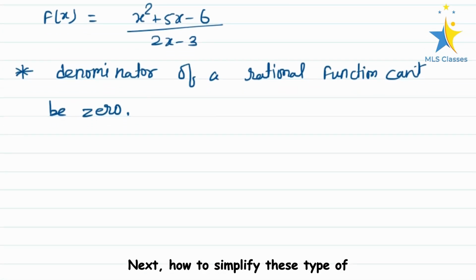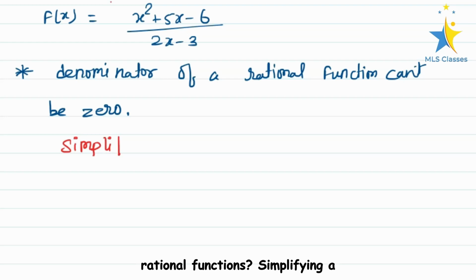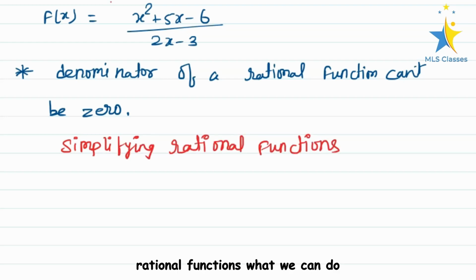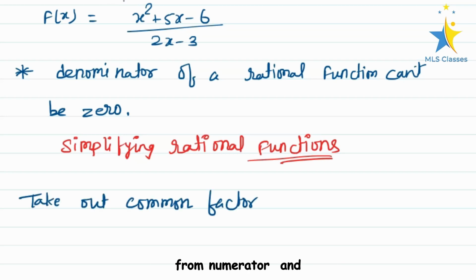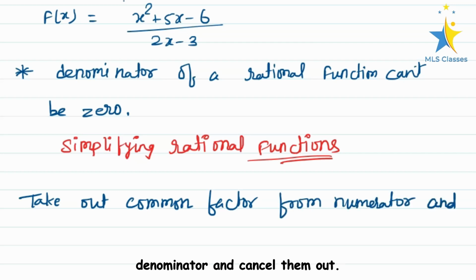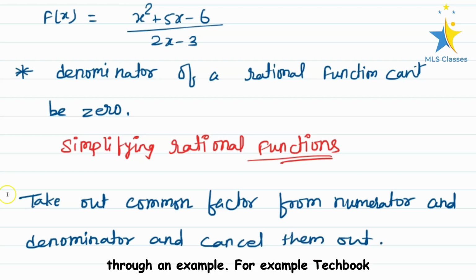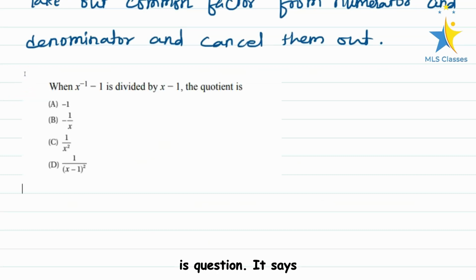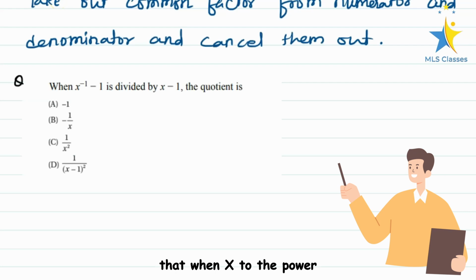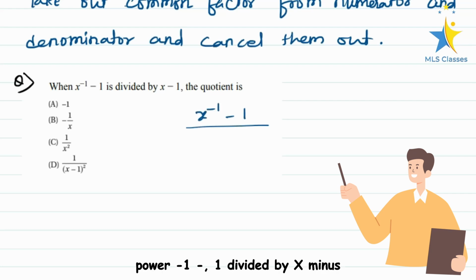Next, how to simplify these types of rational functions? Simplifying rational functions. To simplify rational functions, we take out common factors from the numerator and denominator and cancel them out. Now, how can we see this? Let's see through an example. Taking this question, it says that when x to the power minus 1 is divided by x minus 1, then the quotient is. So how can we solve this?